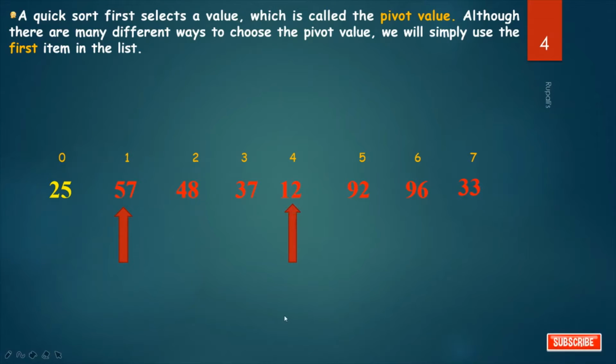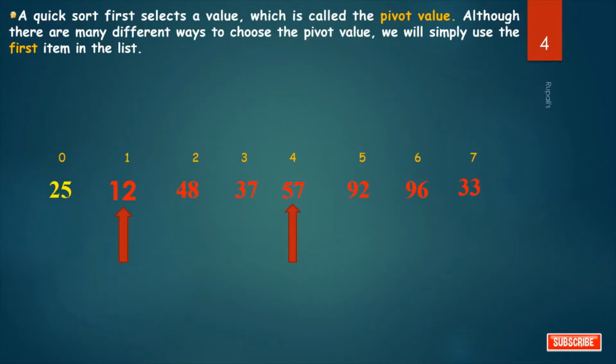Now, the pointer is here because 57 is greater than 25. So, stop here. And because 12 is less than 25, stop here. Now, what you have to check? You have to check the pointer position, means the index of the array. Upper pointer position is 4 and lower pointer position is 1. So, is the upper pointer position greater than the lower pointer position? Yes. 4 is greater than 1. Then what you have to do? You have to swap between these two elements, means where these two pointers point. That is, you have to swap between 57 and 12. So, swap these two elements.